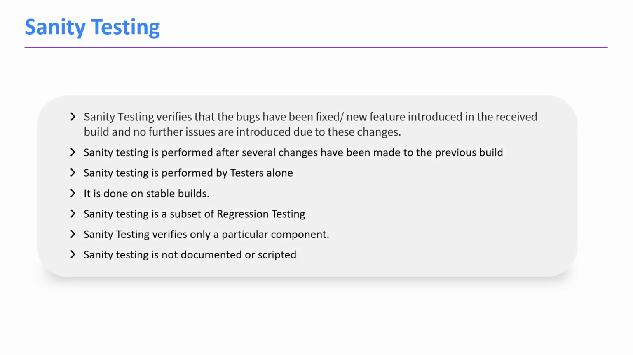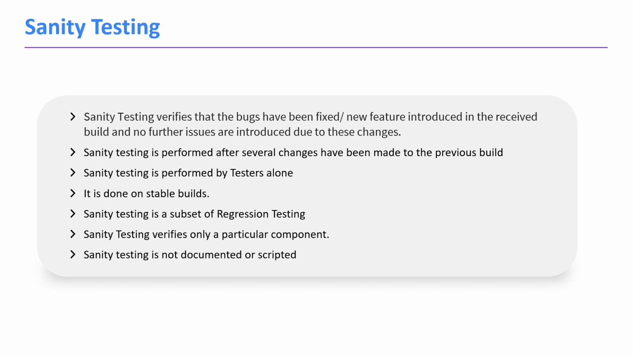Next is sanity testing. Sanity testing verifies that the bugs have been fixed or the new feature introduced in the received application works, and that because of those changes, the bug fix or new feature, no further issues are introduced in the application. Sanity testing is performed after several changes have been made to the previous build.